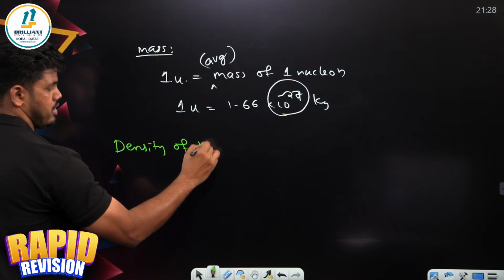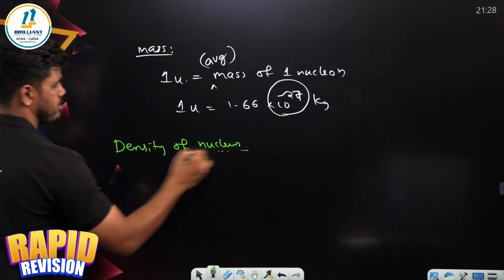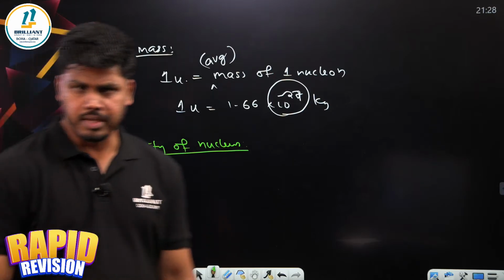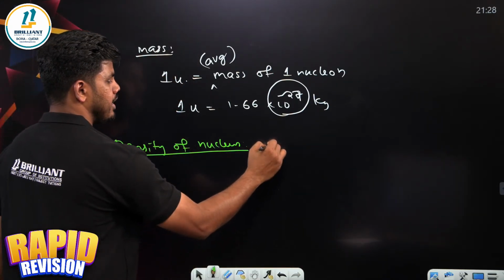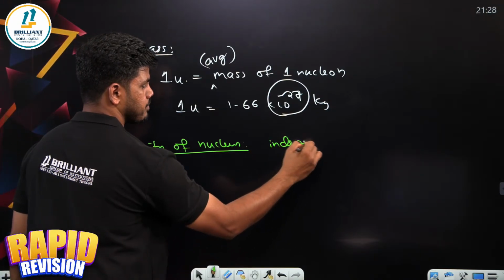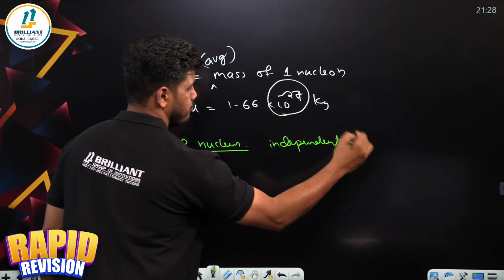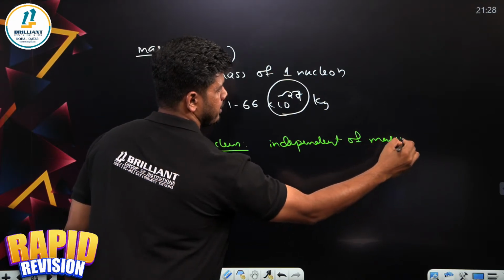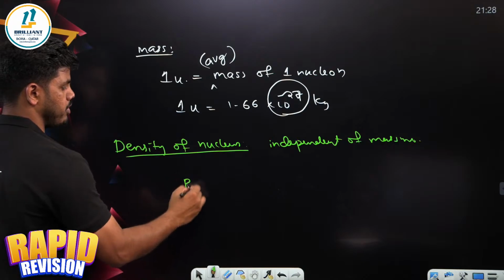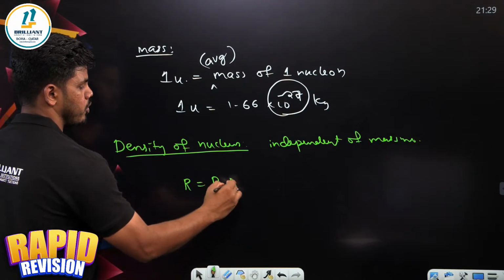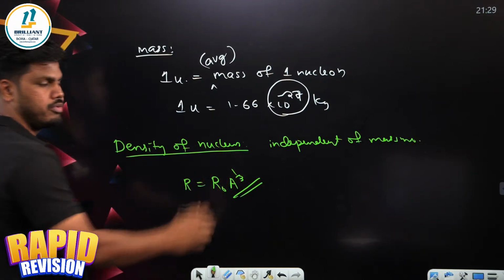This is also a derivation. There is a derivation for this. Density of the nucleus. Sometimes you will be asked to show that the density of the nucleus is independent of mass number, right? Independent of mass number. Yes, we know how to prove this. We have the radius of the nucleus R0 A raised to 1 by 3. This we already derived before.